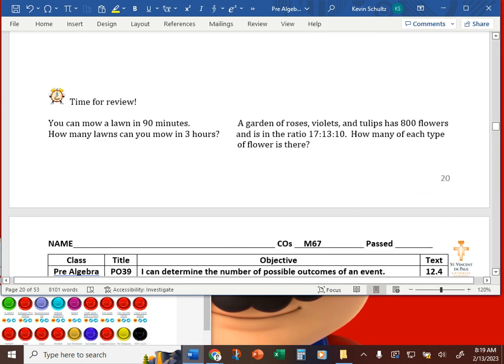And then time for review. You can mow a lawn in 90 minutes. How many lawns can you mow in 3 hours? And a garden of roses, violets, and tulips, 800 flowers, in the ratio of 17 to 13 to 10. How many of each type of flower is there? What type of proportion is this? Direct, partitive, or inverse? You can mow a lawn in 90 minutes. How many lawns can you mow in 3 hours? What type of proportion is that? Direct proportion, partitive proportion, or inverse proportion?